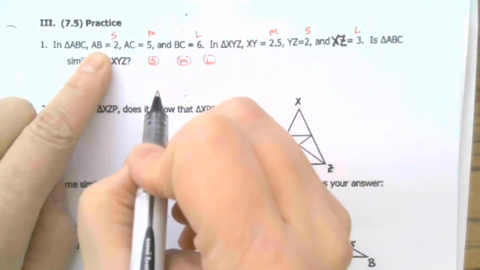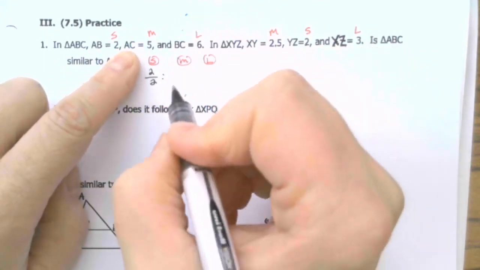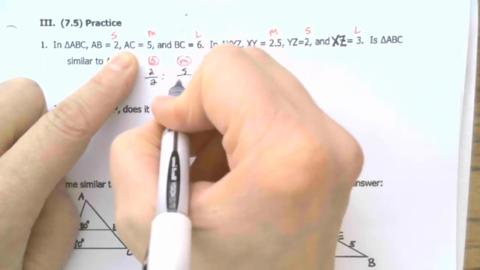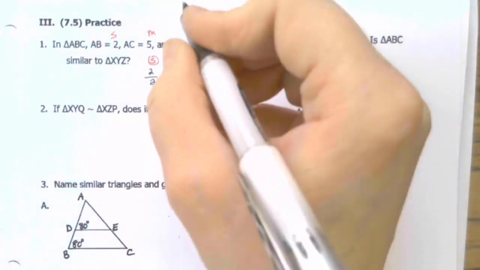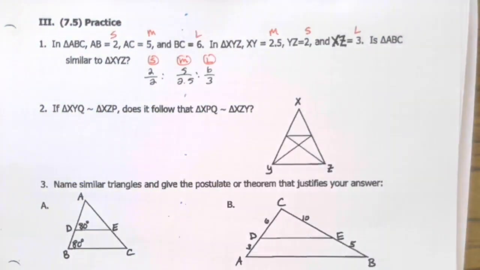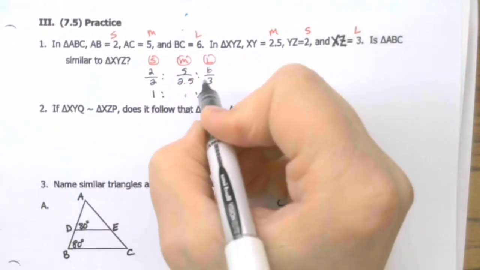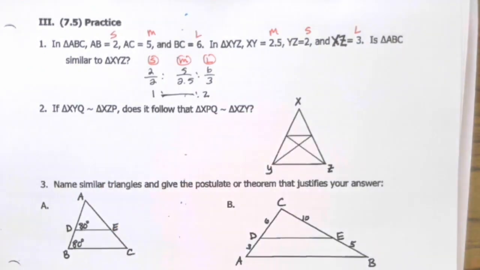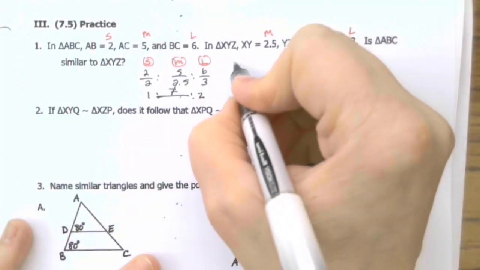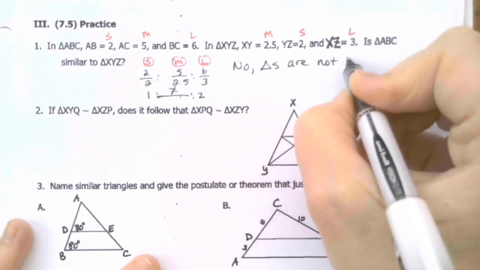So the small side is 2 over 2. The medium side is 5 over 2.5. The large side is 6 over 3. Now just looking at this, I can tell that 2 over 2 is going to be 1. 6 divided by 3 is 2. So those two don't match. They are not equal. They're not the same ratio. So our answer would be no. The triangles are not similar.